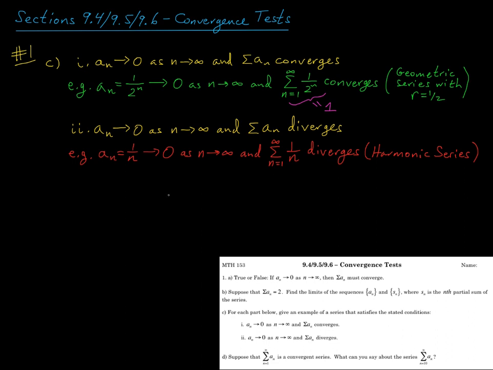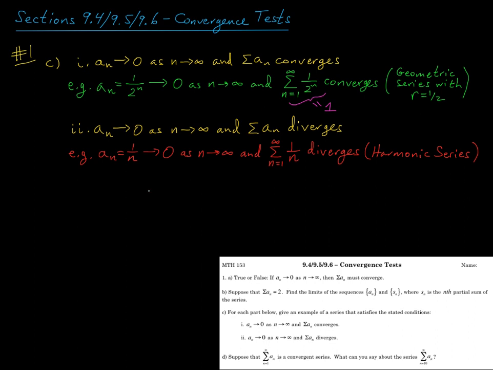Okay, so the big takeaway from part C is that if all you know is that a sub n goes to 0, then it could be the case that the associated series of a sub n converges, or maybe it diverges, right? And these two examples illustrate both scenarios, okay? So you'd need to do more work to uncover whether or not the associated series converges or diverges.